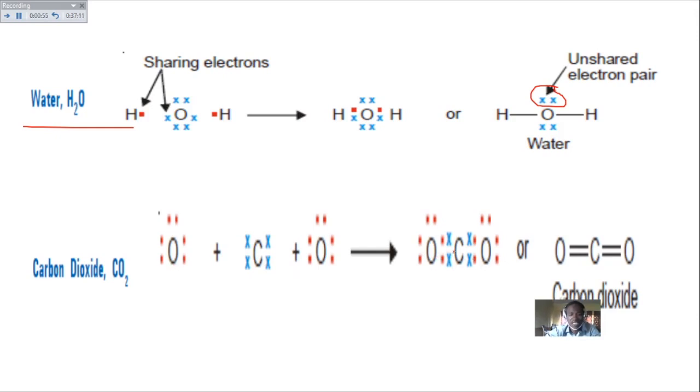And see the way you share it. Carbon is sharing 2 to this oxygen, carbon is sharing 2 to this particular oxygen. And when you count the valence electrons that surround oxygen, you'll be having 8: 1, 2, 3, 4, 5, 6, 7, 8. Then the one that surround carbon, you'll be having 8. And the one that surround the other oxygen, you'll be having 8. Understand? This kind of bond is what we call a covalent bond.